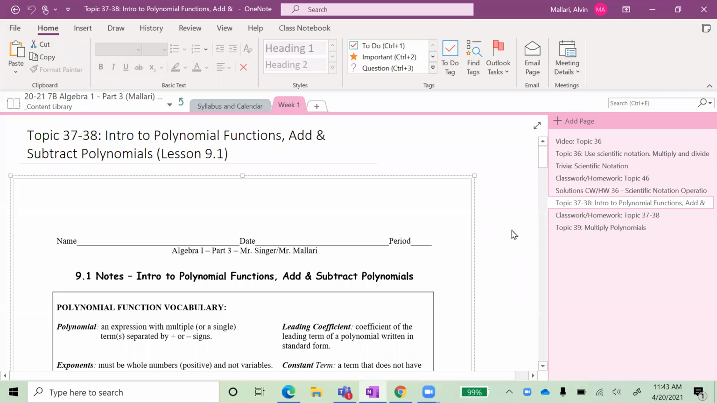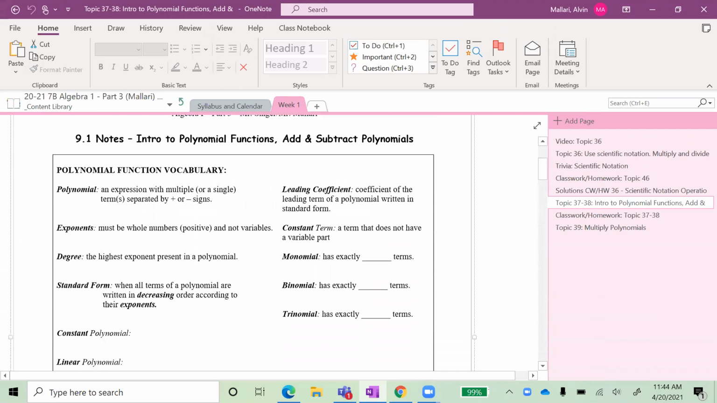Hello, class. We are going to have topic 37 and 38 today. Intro to polynomial functions. Add and subtract polynomials, which is lesson 9.1. To start, we'll have the following vocabulary.